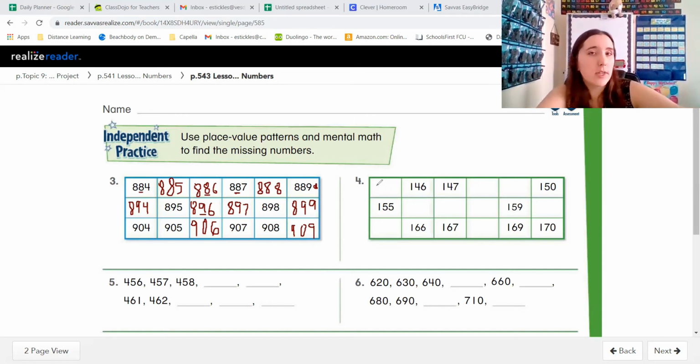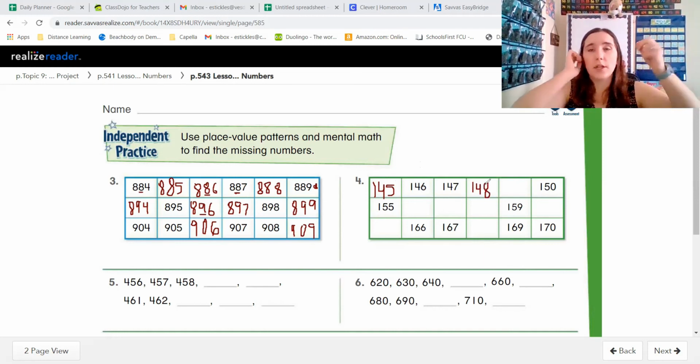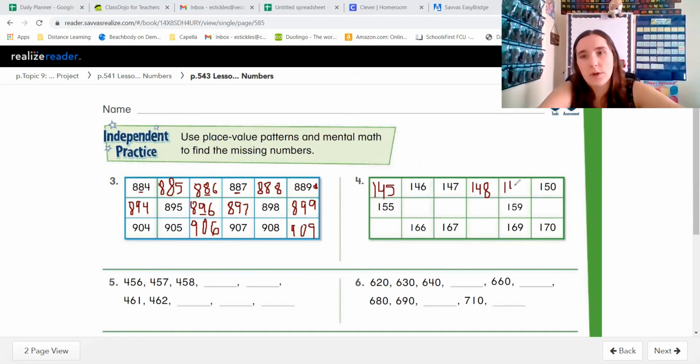Okay, so we don't have a number in the beginning here, so we have to find that one. I'm going to go to 146 and take away 1 to go backwards. So that means my number over here would be 145. 146, 147, 148. Feel free to give yourself a little star on each number that you got correct if you want to keep track. Plus 1 more would be 149. And then 150. So my pattern is correct so far.